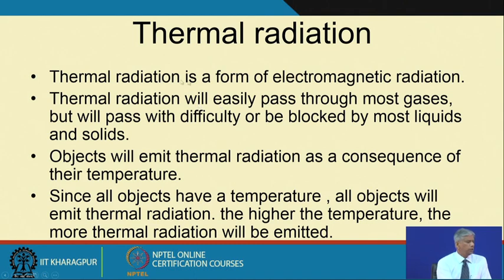So, thermal radiation is a form of electromagnetic radiation. Thermal radiation will easily pass through most gases, but will pass with difficulty or be blocked by most liquids and solids. So, objects will emit thermal radiation as a consequence of their temperature. Since all objects have a temperature, all objects will emit thermal radiation. The higher the temperature, the more thermal radiation will be emitted.